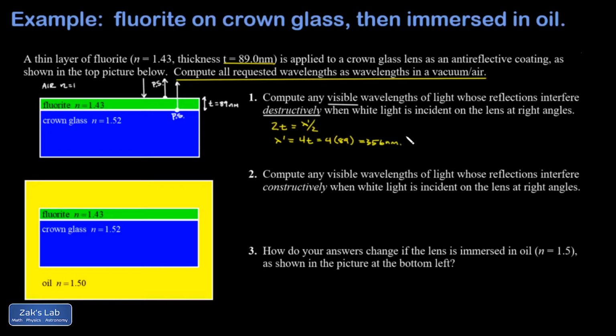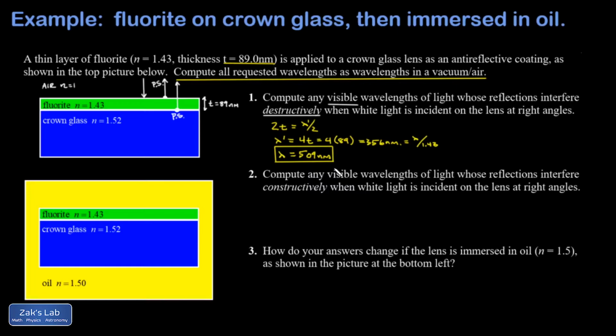Now remember, that's the wavelength of the light within the fluorite, and I need to convert back to what it would be in vacuum. Well, we know that lambda prime is the wavelength in vacuum over the index of refraction for the material, so that's lambda over 1.43. And we multiply by 1.43, obtaining a visible wavelength of 509 nanometers. So in our reflected light, that 509 nanometer light is going to be missing.